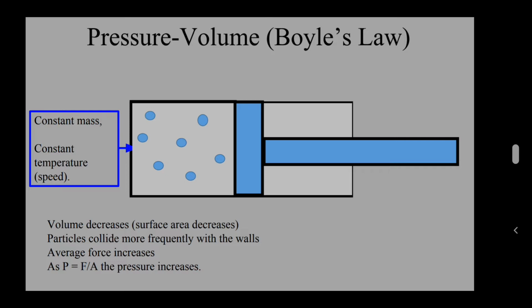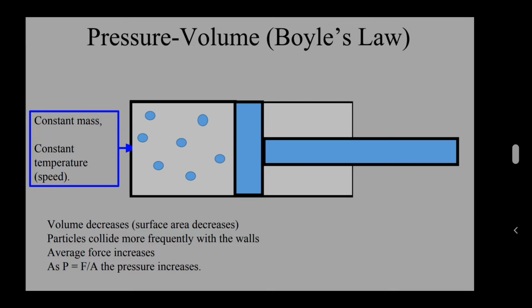So particles collide more frequently with the walls. Therefore, there's going to be an increase in the average force. And if there's an increase in the average force, the pressure will increase due to P equals F over A. Now, throughout this, we are keeping temperature constant. So the only thing we're changing is pressure and volume.